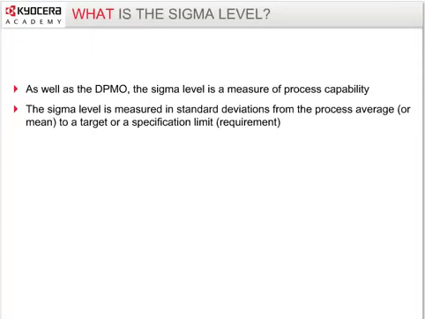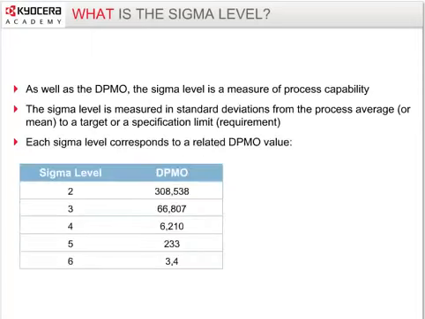Each Sigma level corresponds to a related defects per million opportunities value, as you can see in the table below. A 2 Sigma level process means that this process produces about 300,000 defects per million opportunities. As the Sigma level increases, the number of defects drops. Notice that it is not a linear function. 1 unit of increment of Sigma level corresponds with a dramatic decrease in defects per million opportunities.